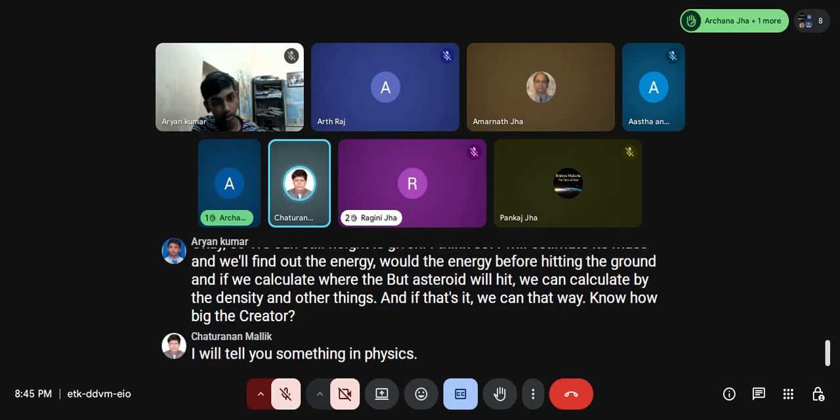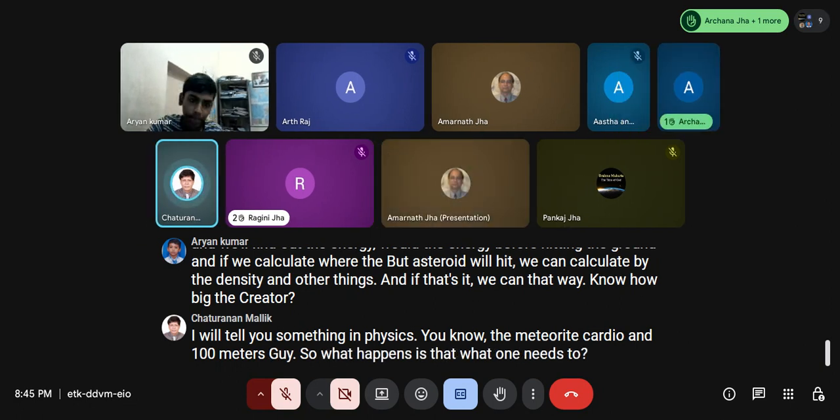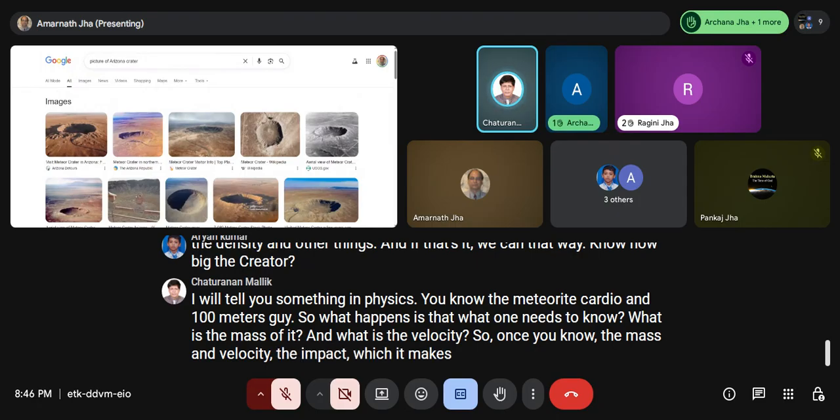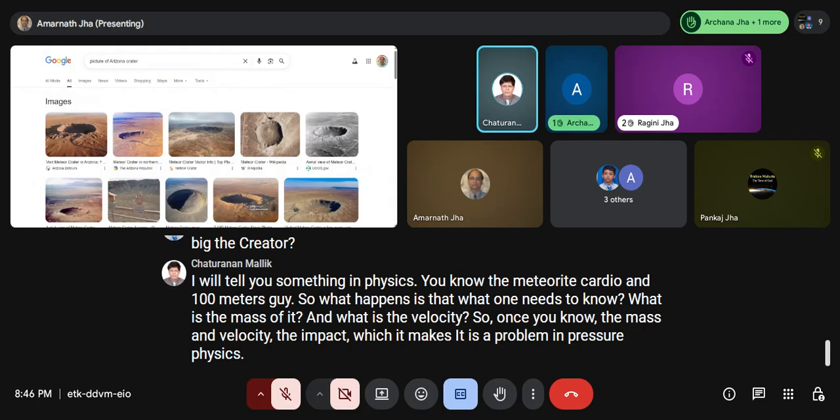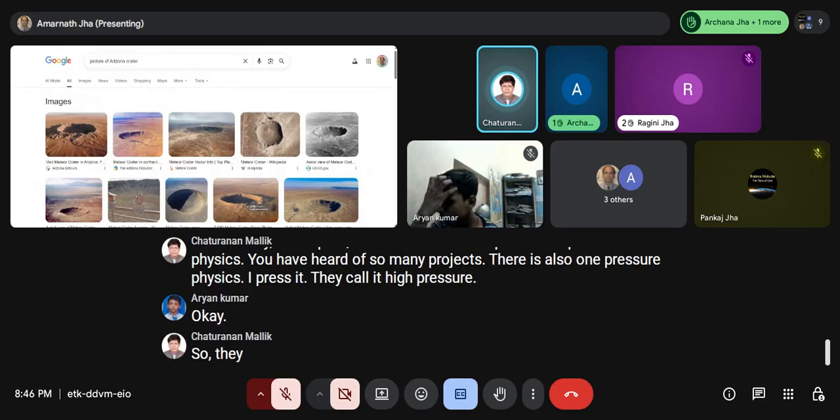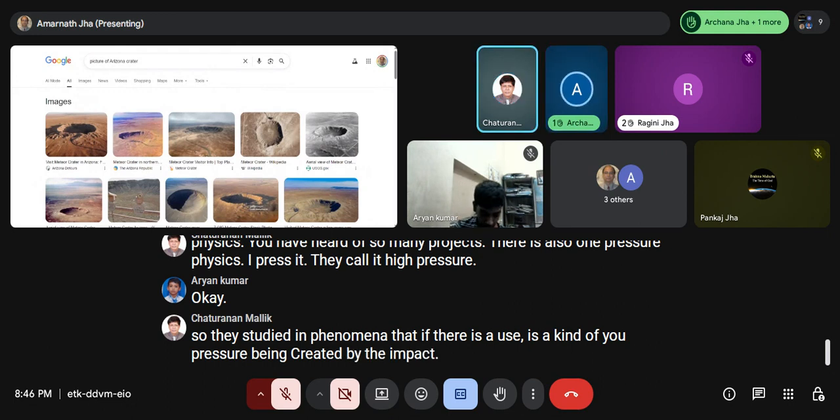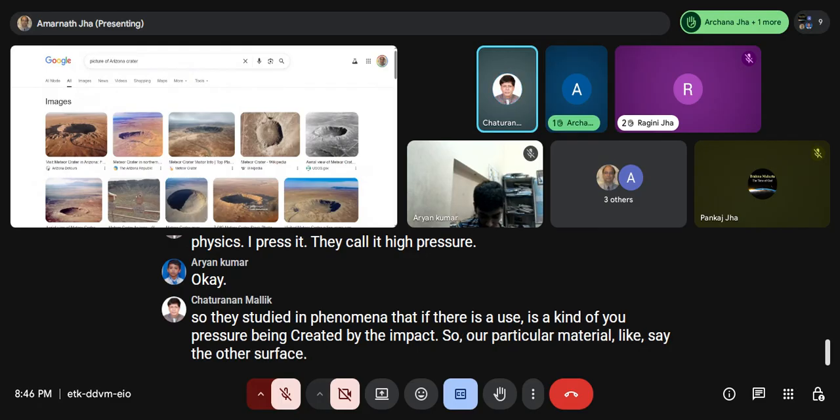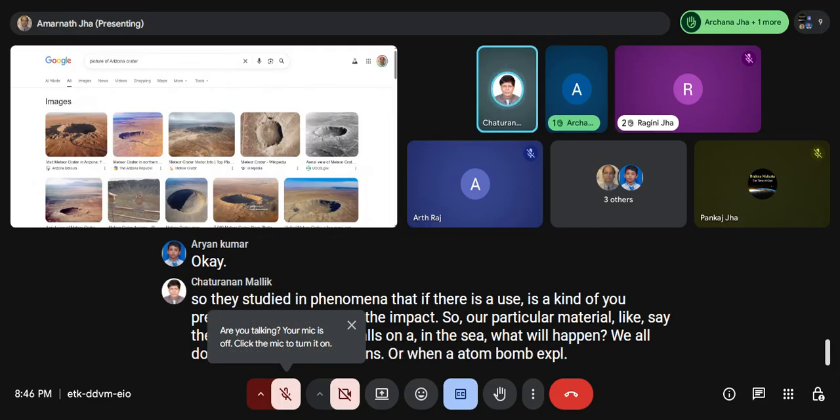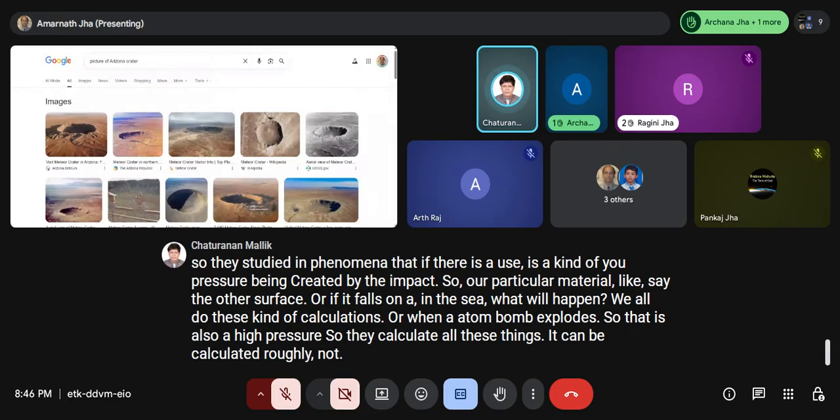I will tell you something in physics. For a meteorite that is 100 meters, one needs to know what its mass is and what its velocity is. Once you know the mass and velocity, the impact it makes is a problem in high pressure physics. They study these phenomena, where a huge pressure is created by the impact. How a particular material, like the Earth's surface, or the sea, will respond, they do these kinds of calculations. Or when an atom bomb explodes, that is also a high pressure phenomenon. It can be calculated roughly, not exactly, but roughly.